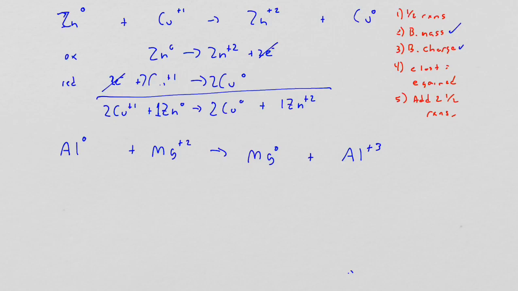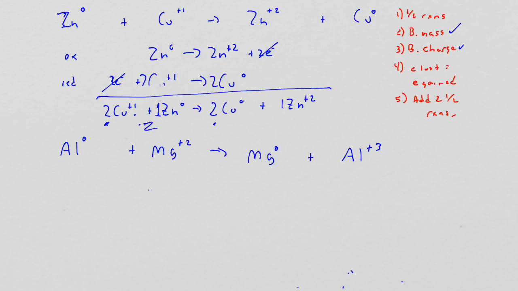And watch how the charge works. 2 times 1 is 2. 2 plus 1 times 0, which is 0, is 2. The whole charge on the left is now 2. The whole charge on the right-hand side is now 2 as well, because 2 times 0 is 0, plus the 1 zinc, which is +2, is 2. So this is now balanced for both mass and charge.